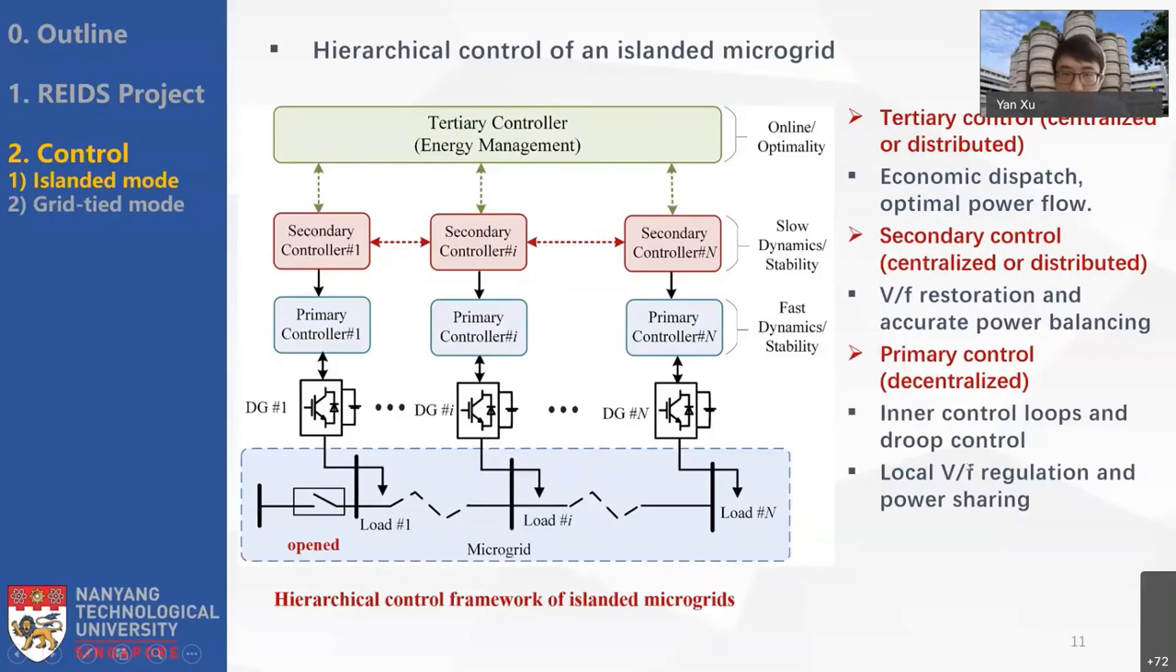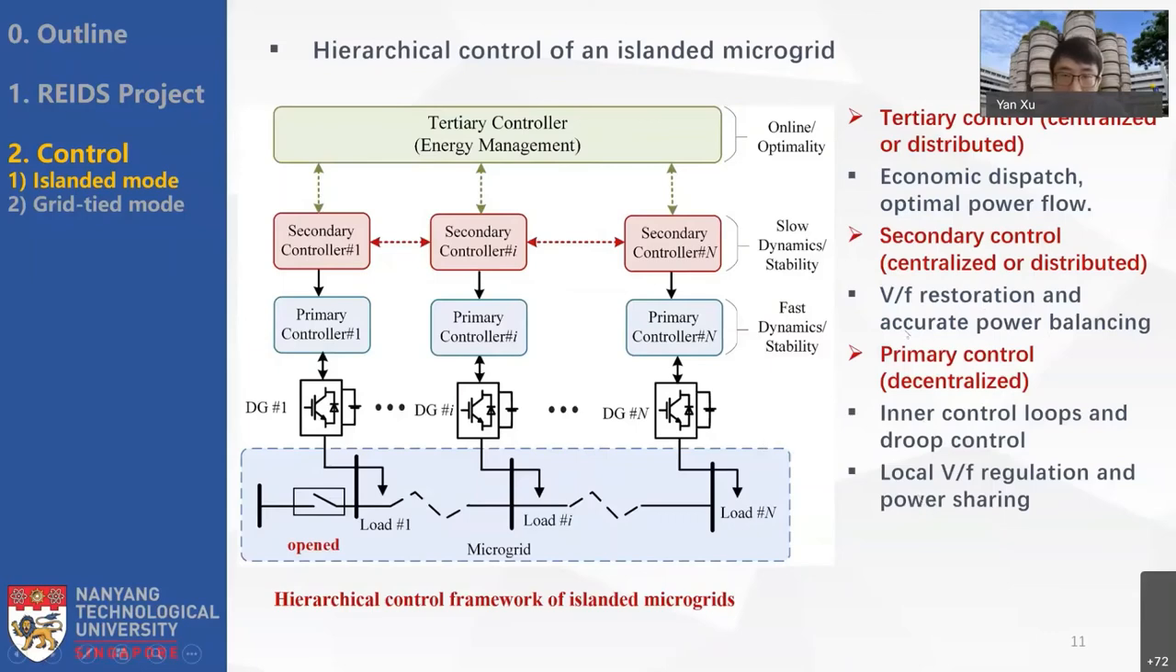So at the bottom level, the primary control level, we have the inner control loops and the droop control. I think this one has already been well covered by Jonathan's presentation. The objective is to provide local voltage and frequency support and the preliminary power sharing.